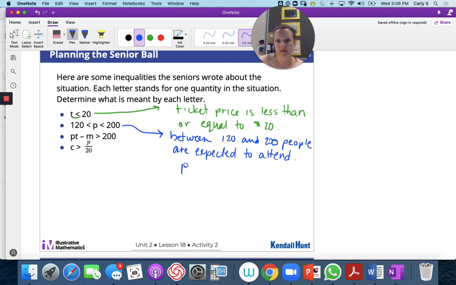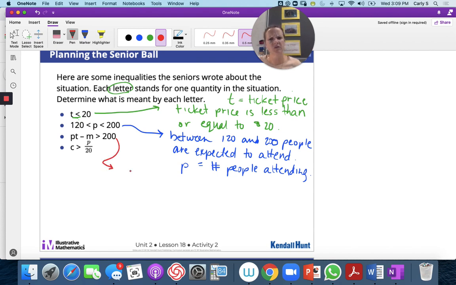And then P is the number of people attending, which I don't think I did for the green one. I didn't do the letter. So T equals the ticket price, which we inferred. Good job.